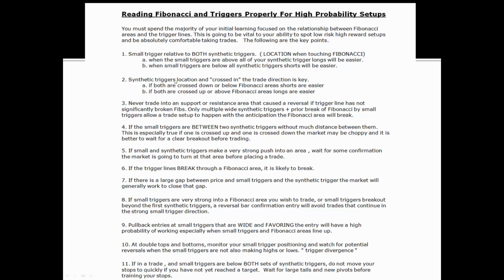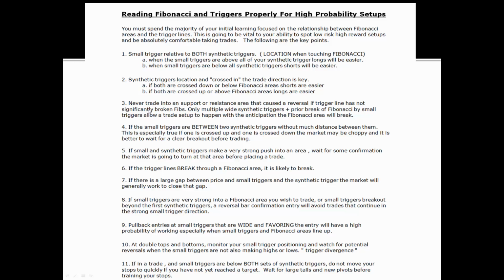Now, your synthetic triggers, the location of them and which direction they're crossed in is key. If they're both crossed down or they're both well below your Fibonacci resistance area, shorts are going to be easier for you. If they're both crossed up and well above your Fibonacci area or a big gap, then longs are going to be easier.